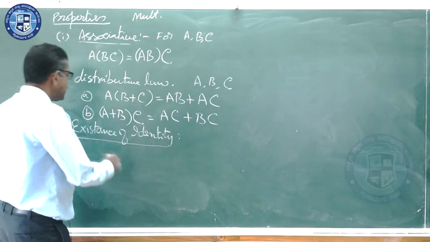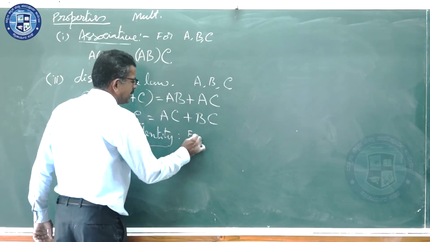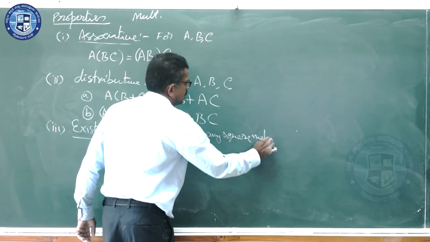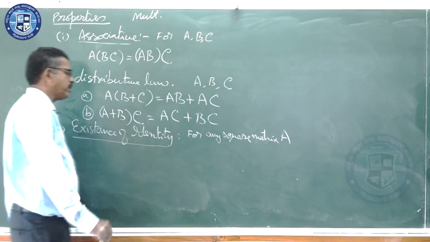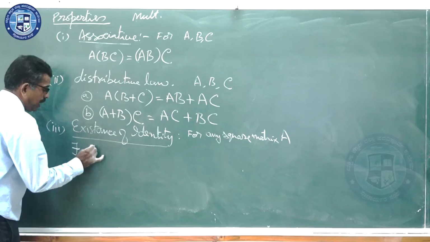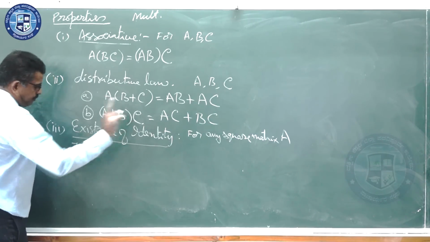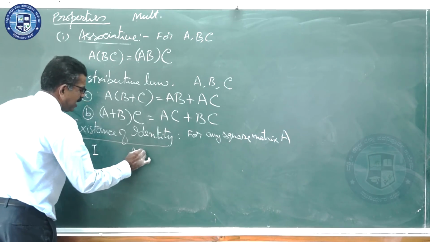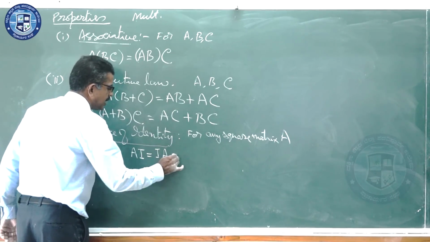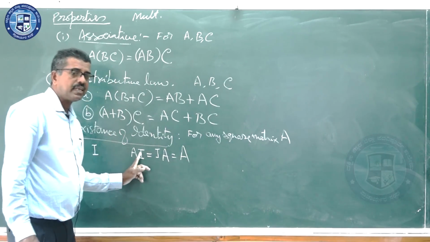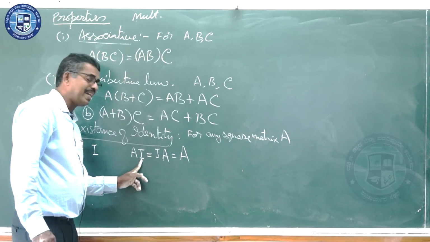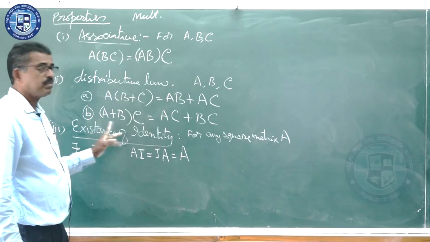So existence of identity means: for any square matrix A, there exists an identity matrix I of the same order as A, such that A multiplied with I is the same as I multiplied with A, and that is equal to A. That means operating any matrix with the identity matrix, the resultant will be the same matrix A. That's why we simply call I the identity matrix under matrix multiplication.